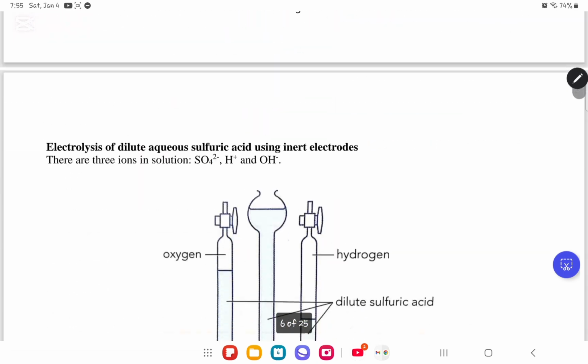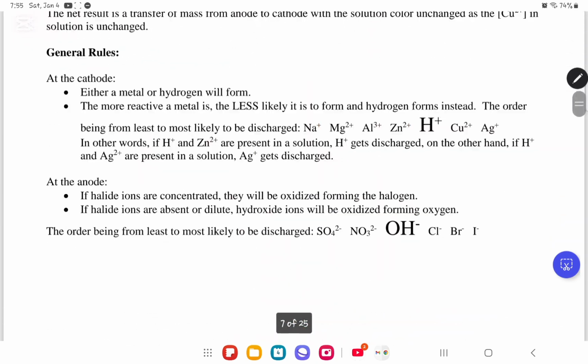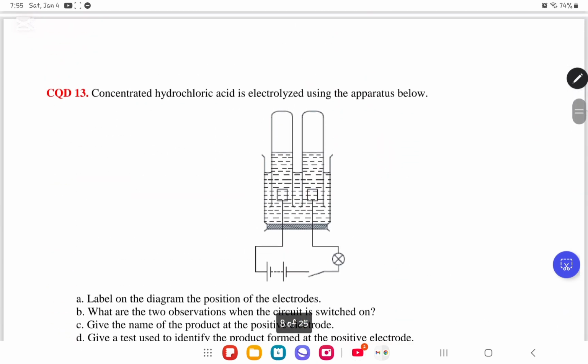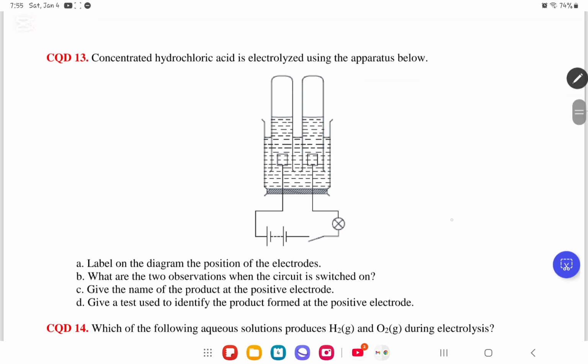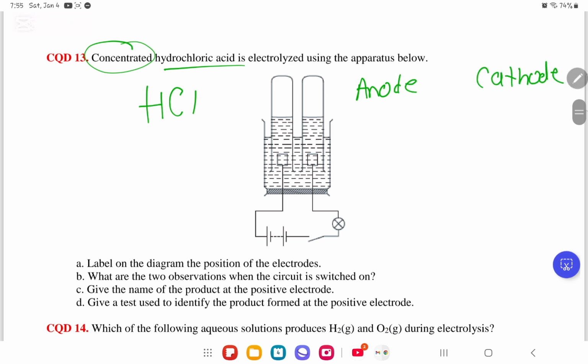Now moving on to the next exercise, we have CQD number 13. Here we are talking about concentrated hydrochloric acid, HCl, which is electrolyzed using the apparatus below. Let me write something. We have what happens at the anode and what happens at the cathode. Here we have to pay attention: is it concentrated or is it dilute?